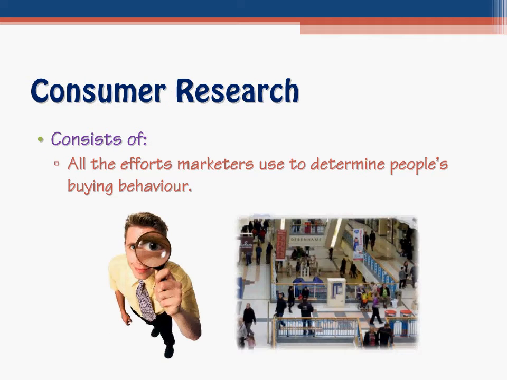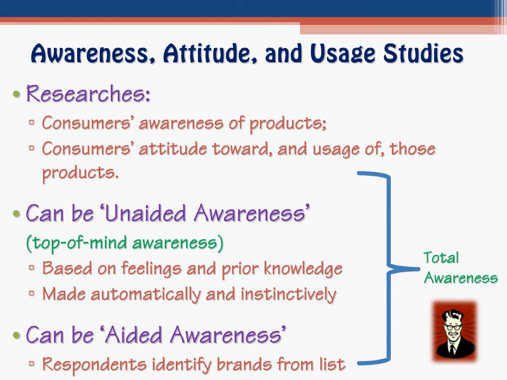So let's first start with consumer research. This consists of all the marketing efforts used to determine people's buying behavior, so how consumers react and respond to marketing efforts. The first study is the awareness, attitude, and usage studies. This is where we want to gather information about consumers' awareness of products or their attitudes towards and the usage of those products. It'll fall within unaided awareness or aided awareness categories.